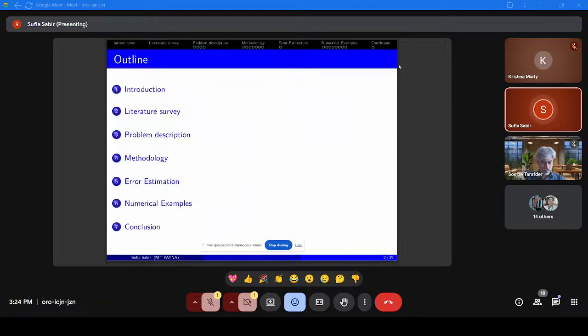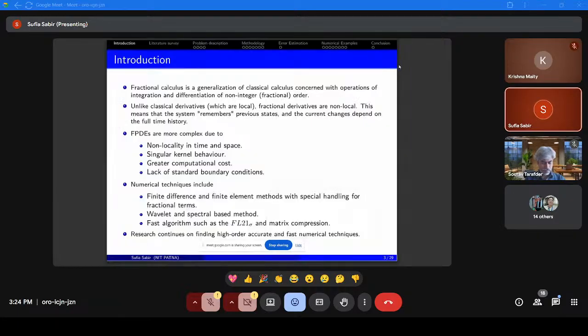These are the outlines of my today's presentation: introduction, literature survey, problem description, methodology, error estimation, numerical example, and conclusion. We first start with introduction. So fractional calculus is a generalization of classical calculus concerned with the operation of integration and differentiation of fractional order. The fractional derivatives are non-local in nature, meaning the system remembers all its previous information.